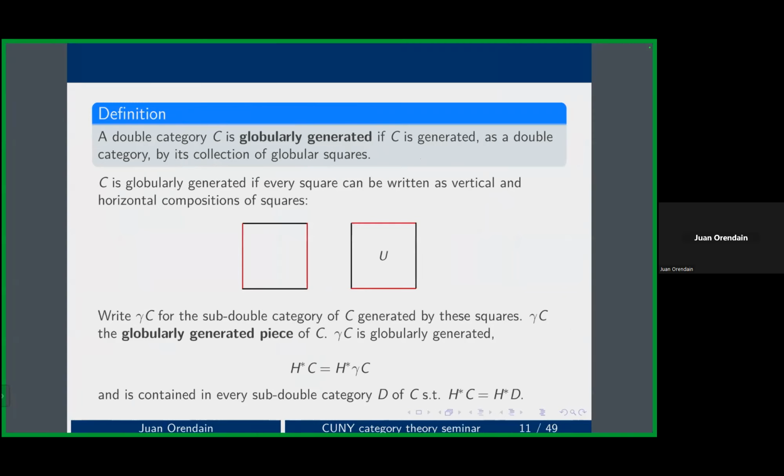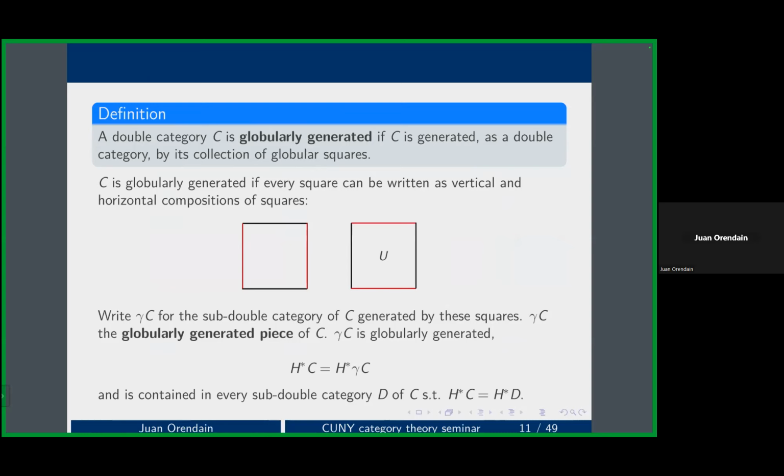Yeah, so this is where globularly generated double categories come in. So a double category C is globularly generated if C is generated as a double category by its collections of globular squares. So what I mean by that is that a globularly generated double category is a double category where every square can be written as a vertical and horizontal composition, or can be subdivided into globular squares and horizontal identity squares, so squares of this form. So you can have a very complicated subdivision of your square, but all the squares involved in the subdivision will be of a bicategory nature, will be either globular or horizontal identities.